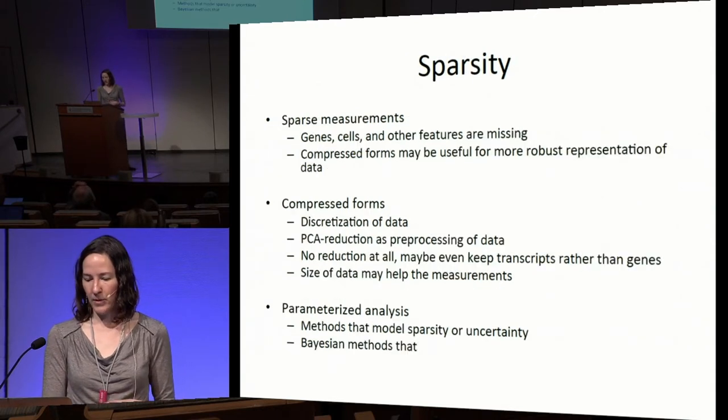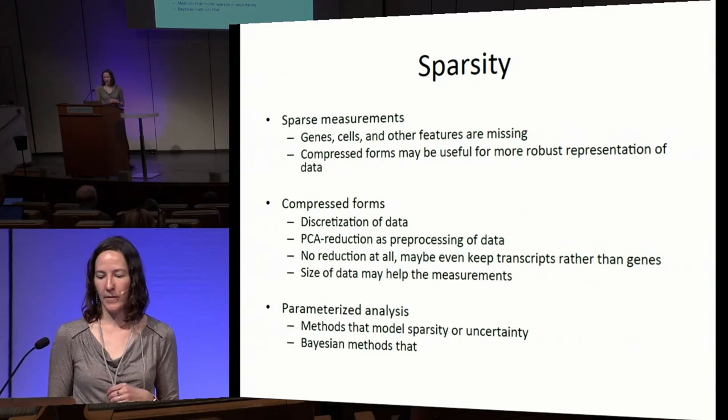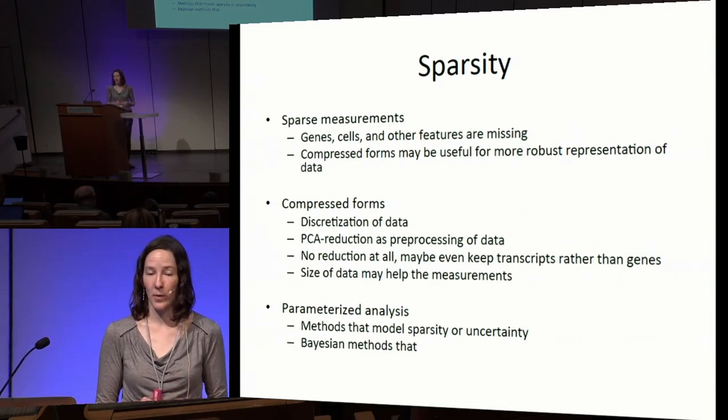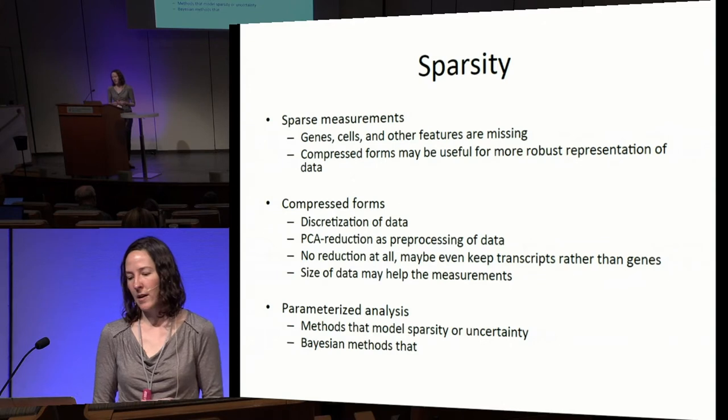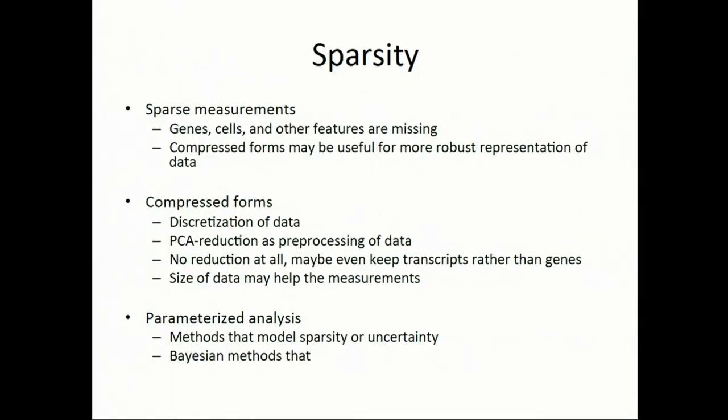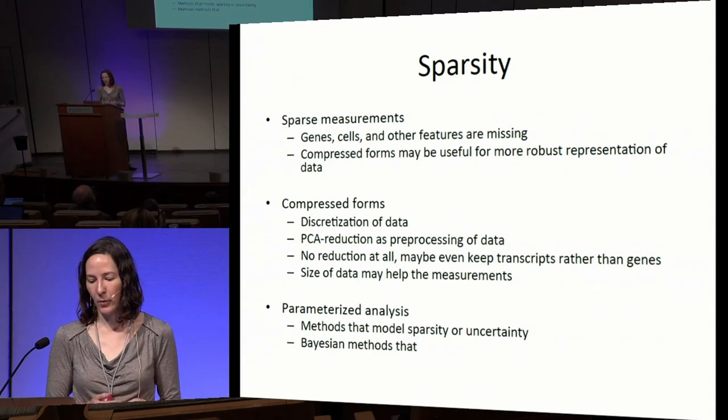So sparsity was a big focus as well. We know we have sparse measurements in terms of expressed genes. We're going to have a lot of zeros. We're going to have only some cells, and other types of data that we collect may be missing for different components as well. So compressed forms may be useful for more robust representations of data. We talked about things like how to get distance metrics on compressed forms.